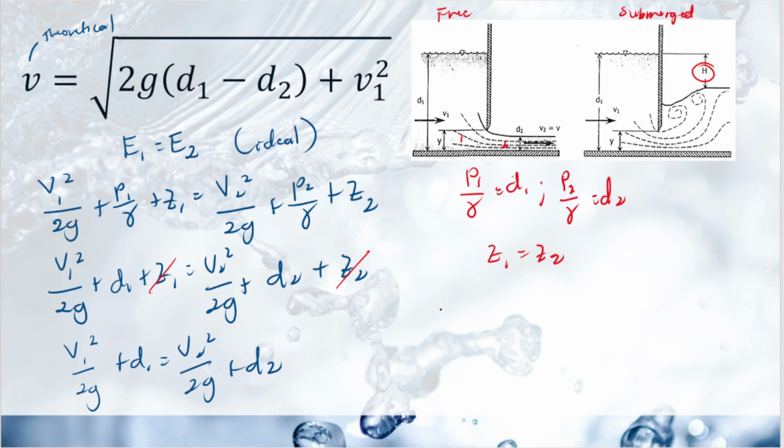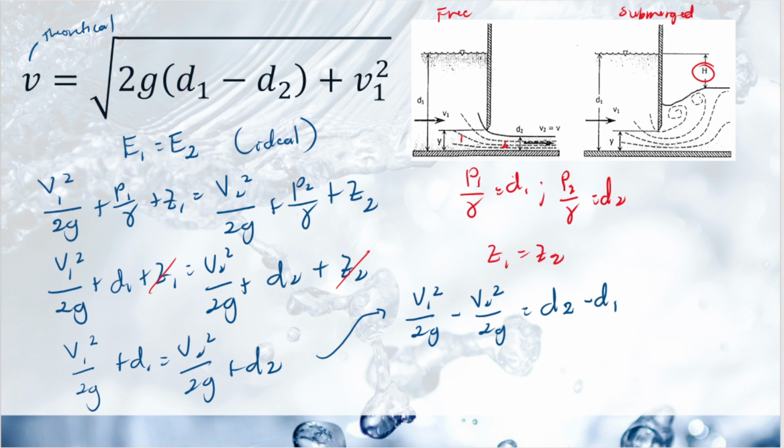Transposing like terms, it will become V sub 1 squared over 2g minus V sub 2 squared over 2g is equal to D sub 2 minus D sub 1.